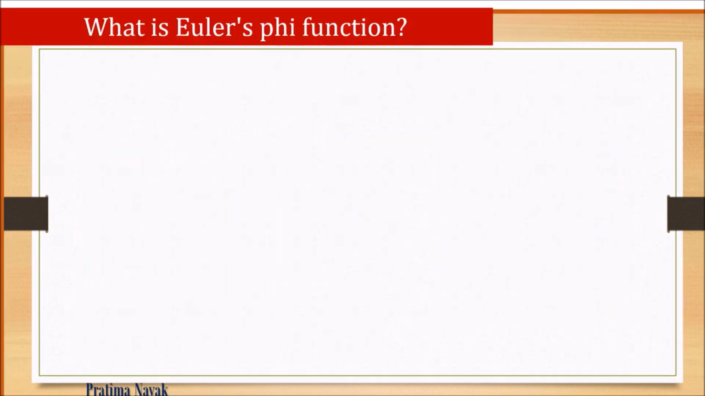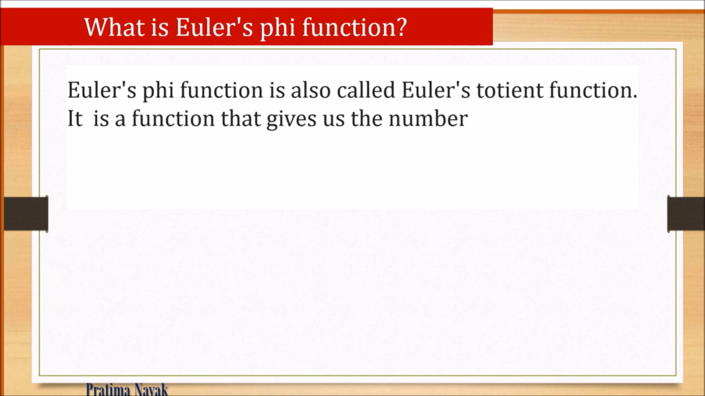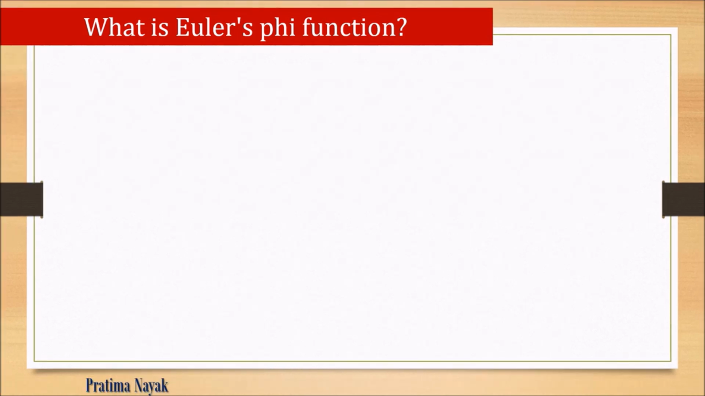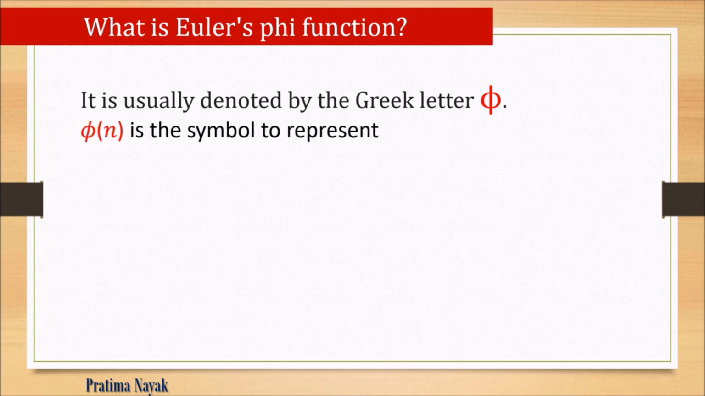So what is Euler's phi function? Euler's phi function is also called Euler's totient function. It is a function that gives us the number of positive integers less than or equal to a given integer n that are co-prime to n. It is usually denoted by the Greek letter phi. Phi of n is the symbol to represent the phi function.